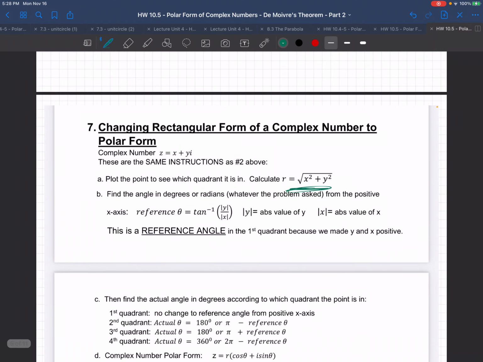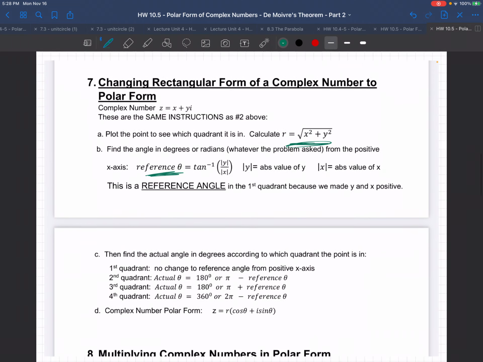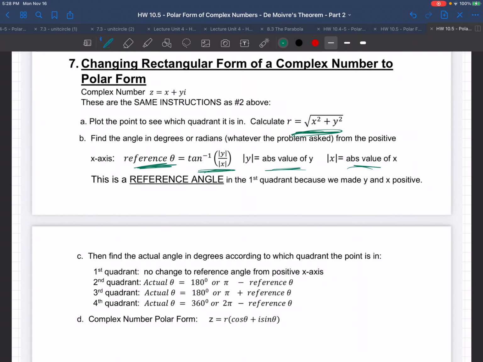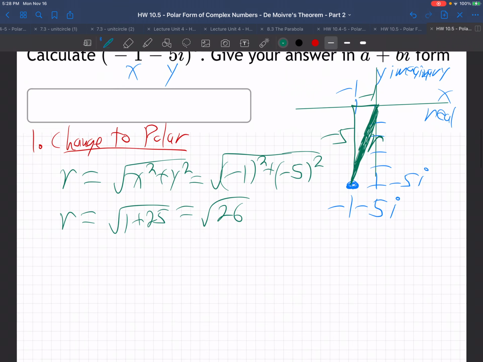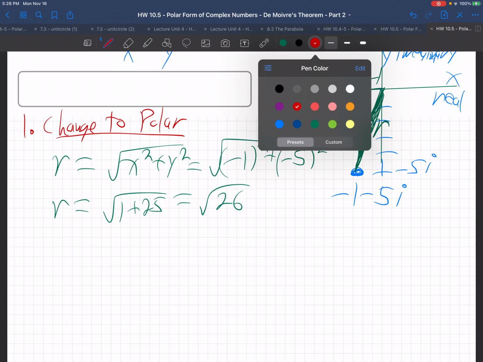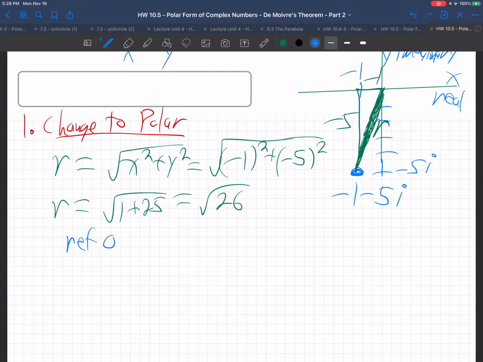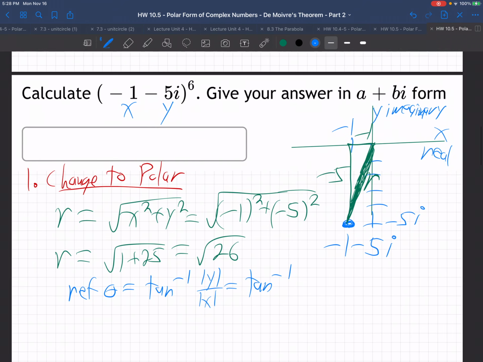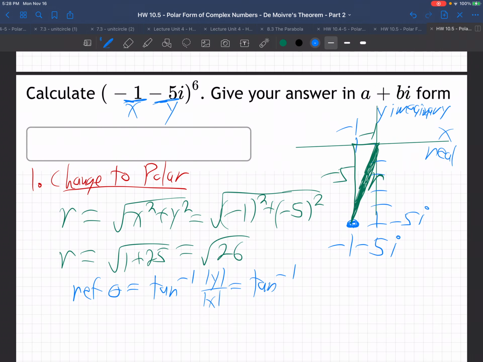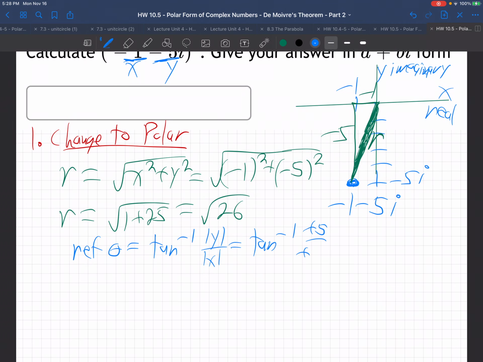And then for the angle, you find the reference angle theta, which is the inverse tangent of the absolute value of y over the absolute value of x. And then you got to change that into an actual angle with the quadrant stuff. Remember that? So let's do that. What's y and x here? Well, y is negative 5, and x is negative 1. So we go positive 5 over positive 1, right? Absolute value makes them positive.